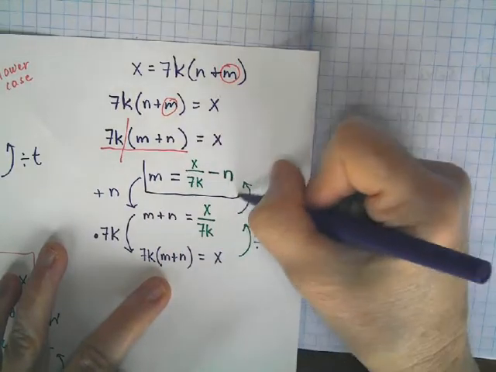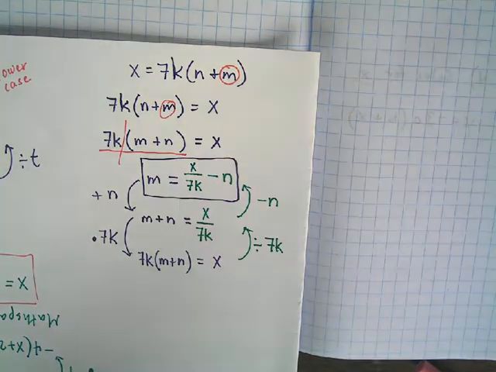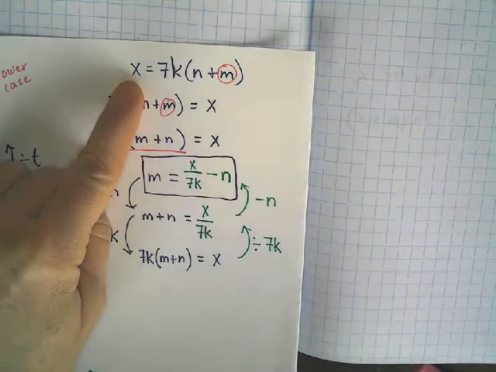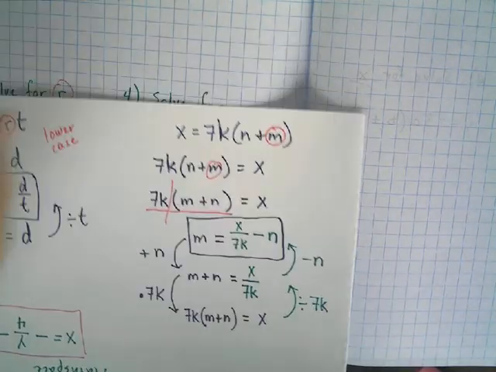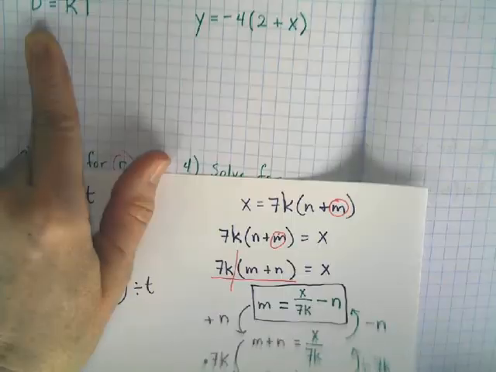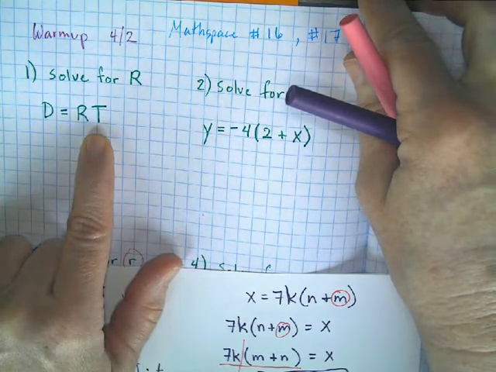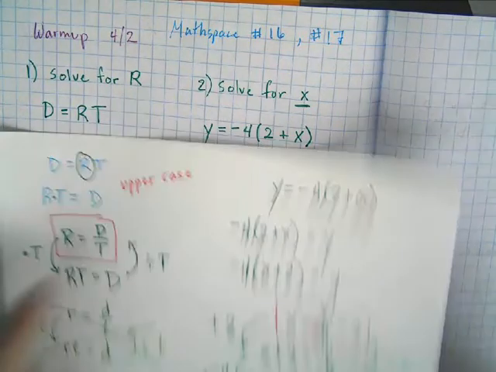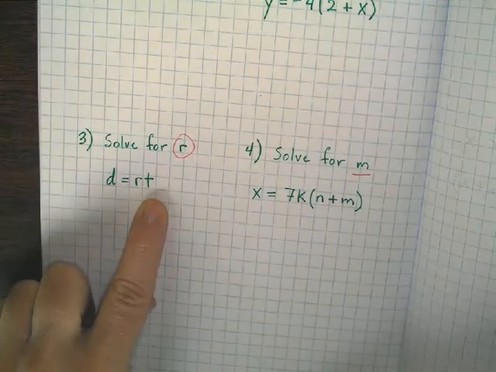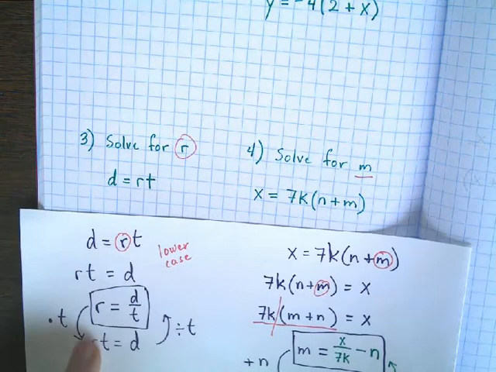So be careful when you're doing the Math Space. If they give you small letters, lowercase letters, your answer has to be lowercase letters. If they give you uppercase letters, like number 1, you have to write your answer with uppercase letters. If they give you lowercase letters, then you have to give your answer in lowercase.